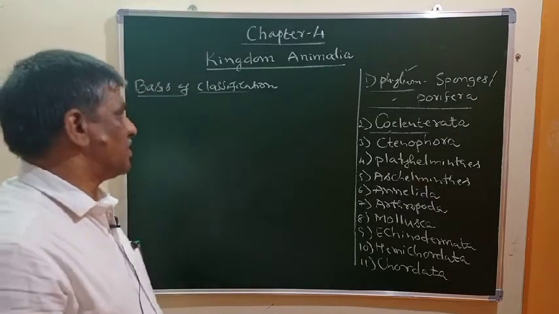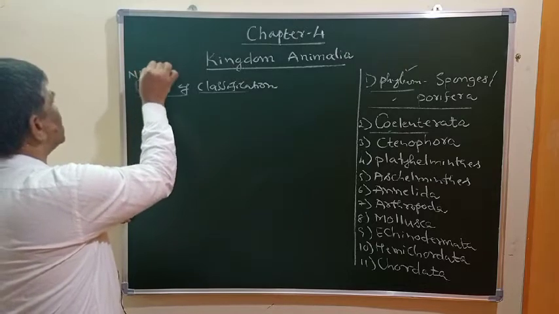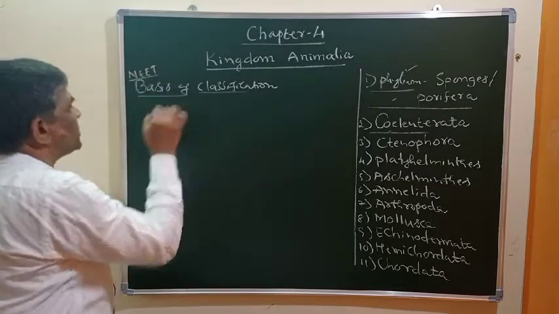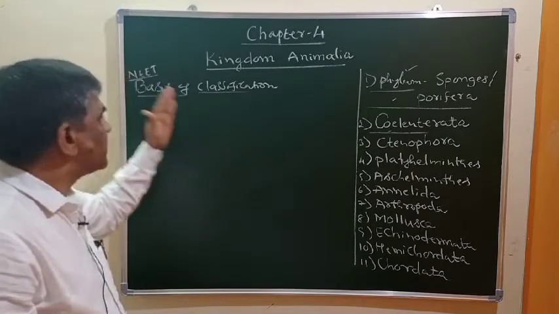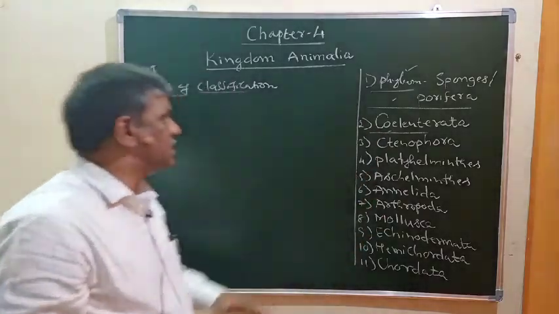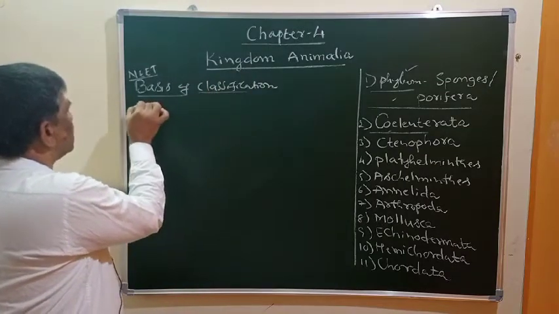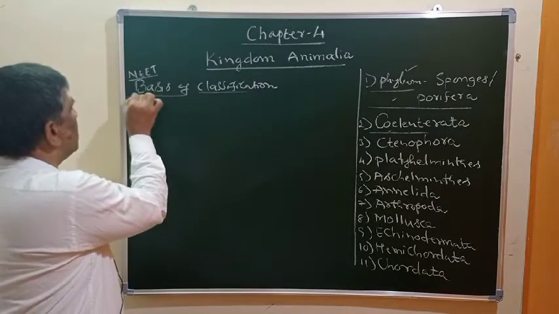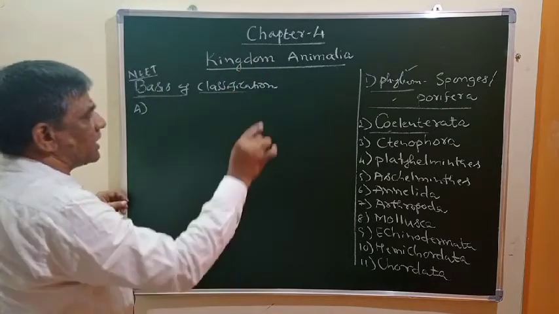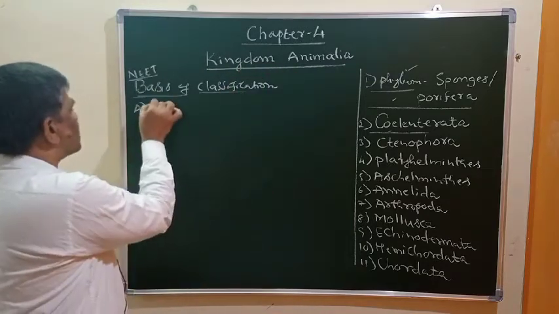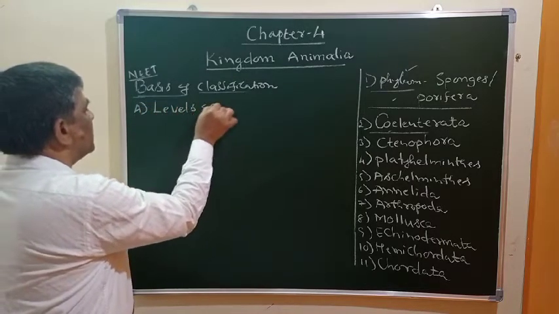for the classification, which is very, very important from the point of view of NEET. The NEET examination question will be asked on this. So you should understand what are the basis for the classification of these phyla, Kingdom Animalia into different phyla. Now let us discuss one by one what are the basis which are considered for the classification of Kingdom Animalia into different phyla. First one is called levels of organization.